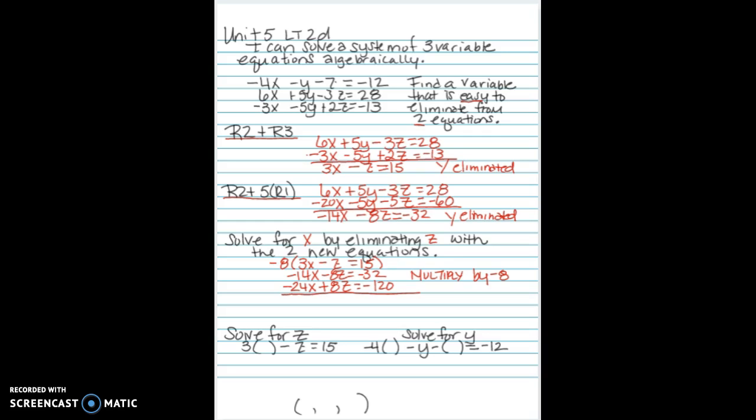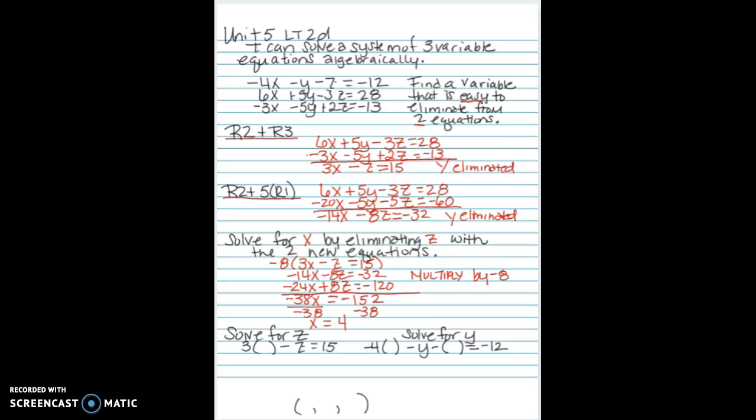So negative 14x minus 24x, or plus a negative 24x, is negative 38x. The z's cancel out, and negative 32 plus negative 120 is a negative 152. Divide both sides by negative 38. X equals 4.